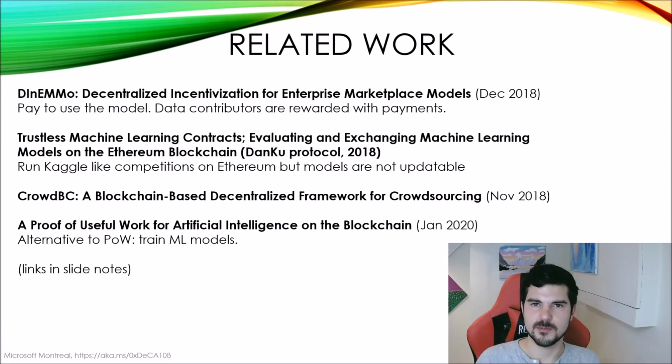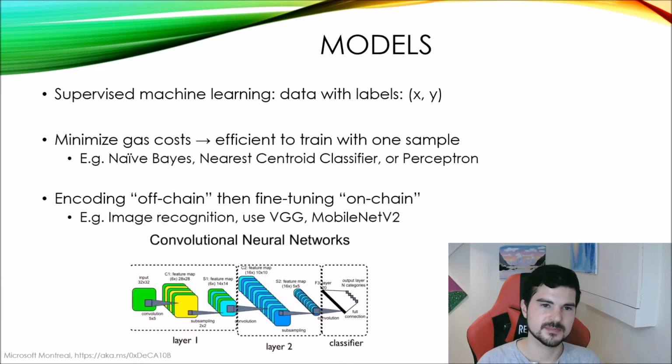There's also work on running Kaggle-like experiments, Kaggle-like competitions on Ethereum. But in those cases, the models were not updatable. Here, you can actually train the models in the smart contract. There's been other proposals for crowdsourcing on blockchains, and other interesting work related to AI and blockchain.